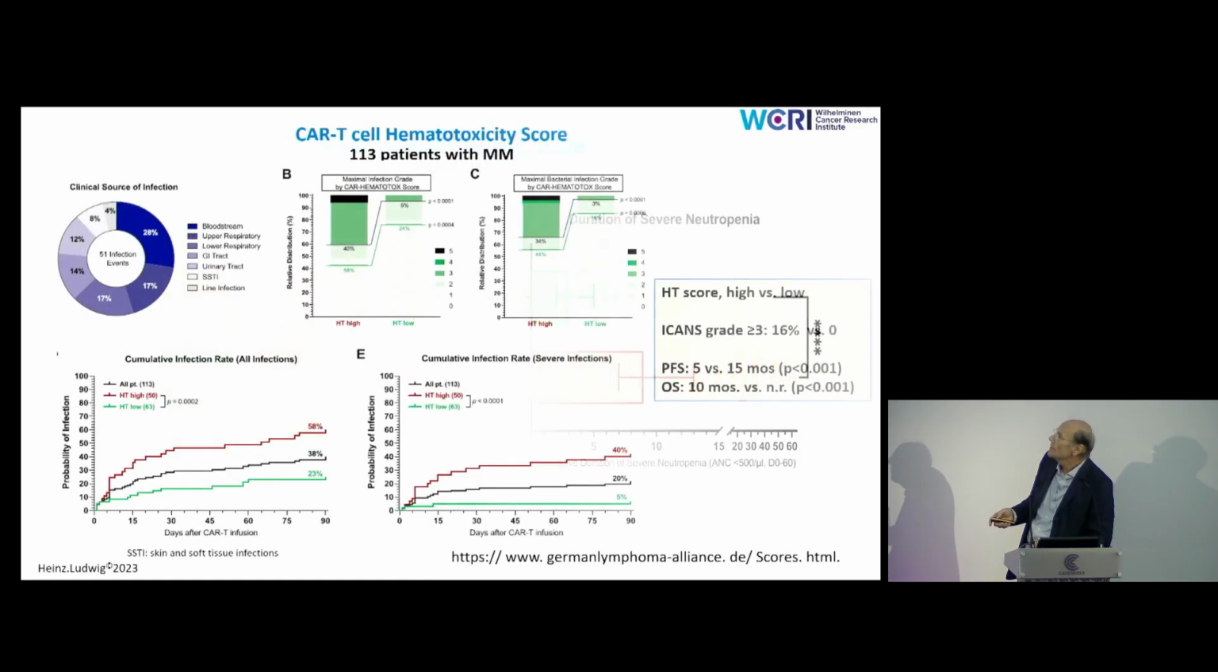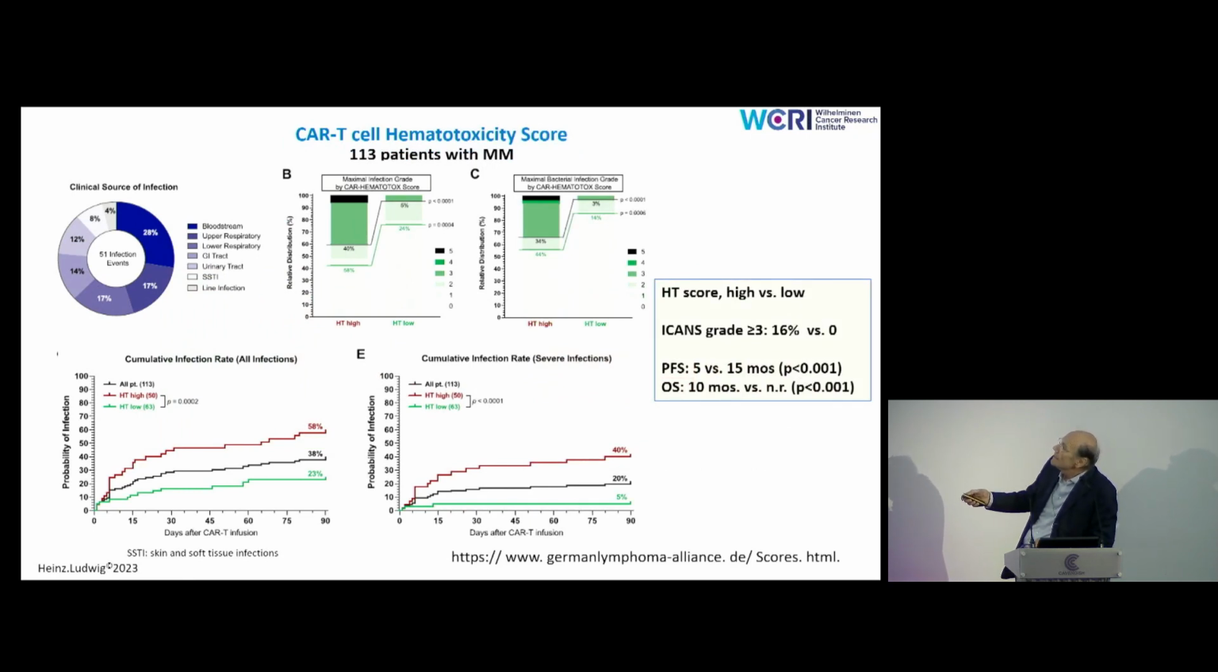And then you ask the question, what are the infections which we have to cope with? In the beginning, you have bloodstream infections, so you need to monitor CRP, of course. You have upper and lower respiratory tract infections, GI infections, urinary tract infections. Then you have skin and soft tissue infections, and some patients, unfortunately, develop central line infections.